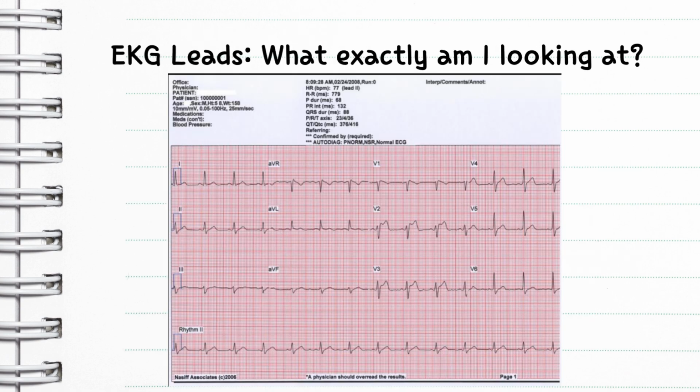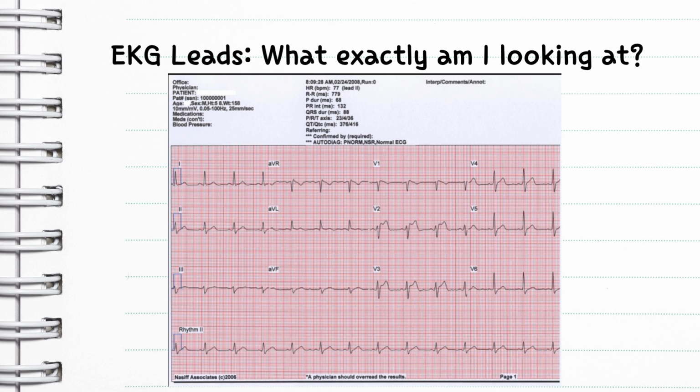So what exactly are you looking at when you get this printout from a 12-lead EKG? Each one of these areas, if you look at the left-hand column, there are leads 1, 2, 3. The second column, AVR, AVL, AVF. Then the third column, V1, 2, 3.